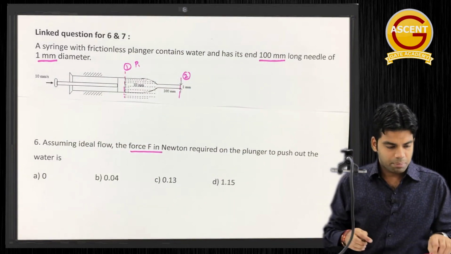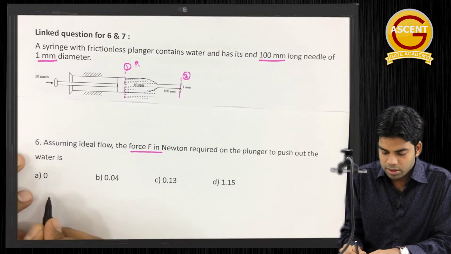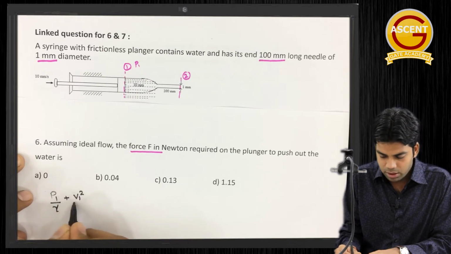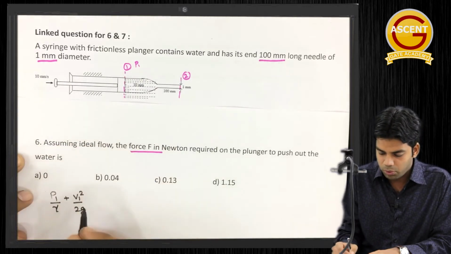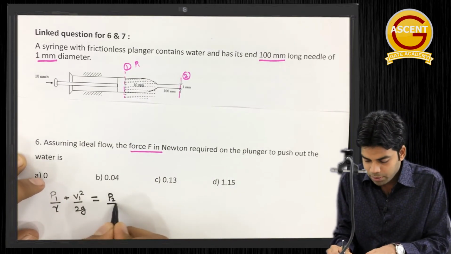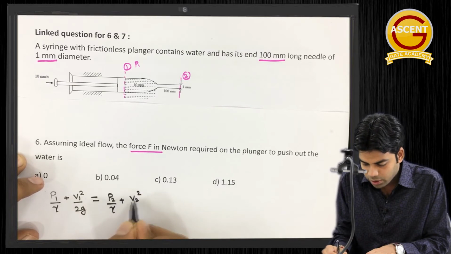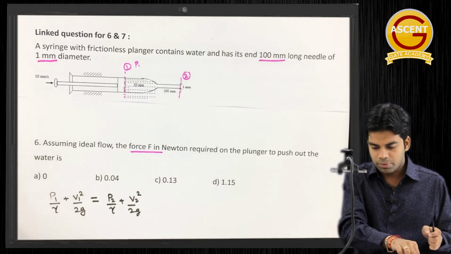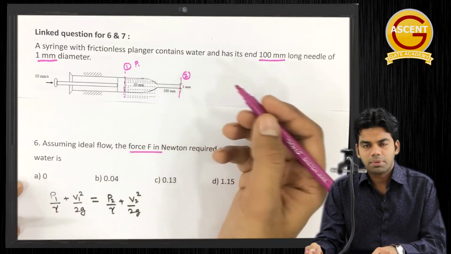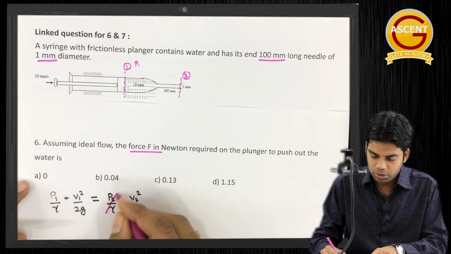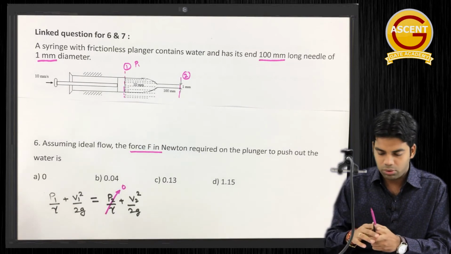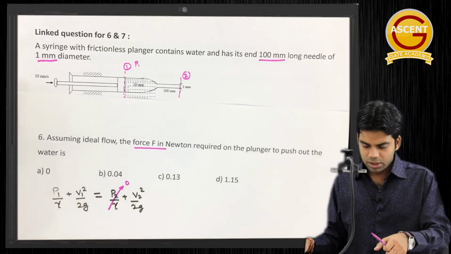For this P1, applying Bernoulli's equation, this will give us P1 by gamma plus V1 square by 2g. Height is same at both points, so neglecting the z part, is equal to P2 by gamma plus V2 square by 2g. Getting this or not? Now P1 we have to calculate. The value of P2 is 0, gauge pressure is 0 because this is exposed to atmosphere. Taking this as 0, obviously what we will get as P1 will be the gauge pressure only. So from here just put the values.